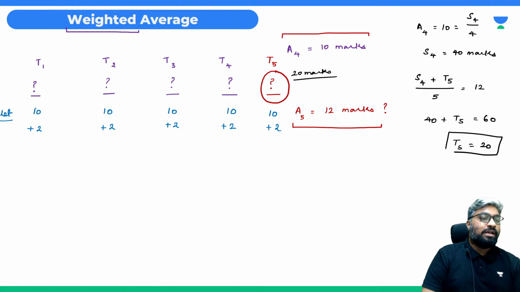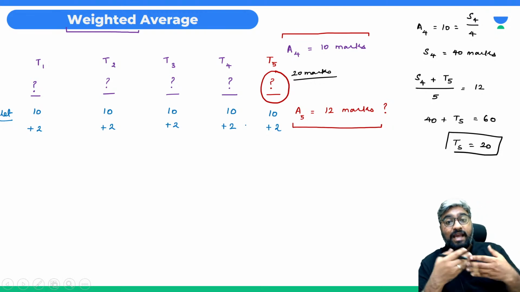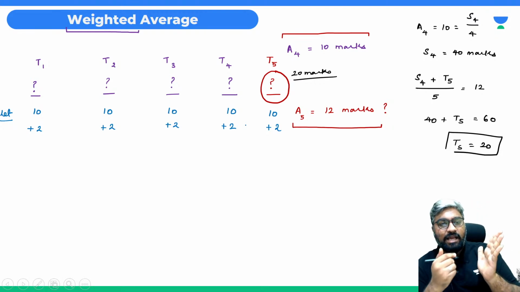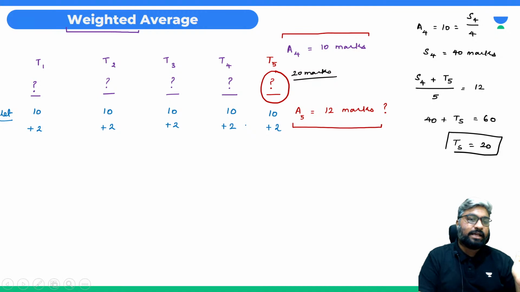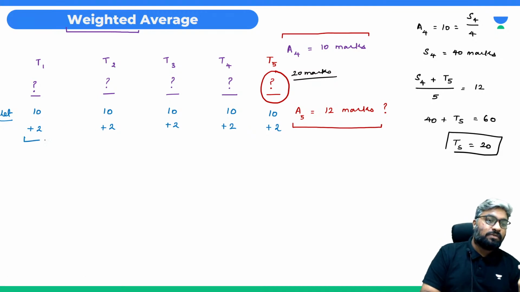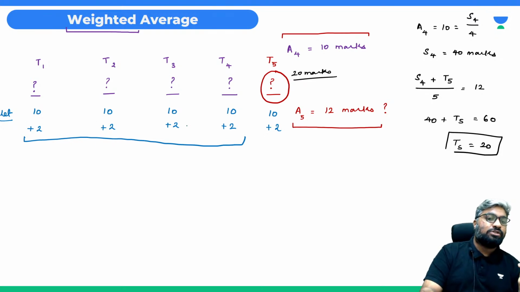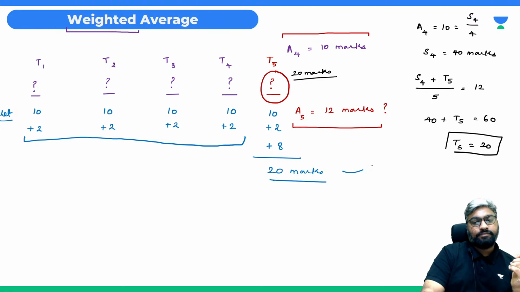But I know that test 1, test 2, test 3, test 4 I cannot touch. I cannot change the marks now. After I get the marks, after the test I cannot change the marks to 12, right? So what happens? Test 1, test 2, test 3 and test 4, these marks get added to this, है ना? So what is this? Plus 2 plus 2 plus 2 is plus 8. So our marks will be what? 10 plus 2 plus 8, 20. Got it?